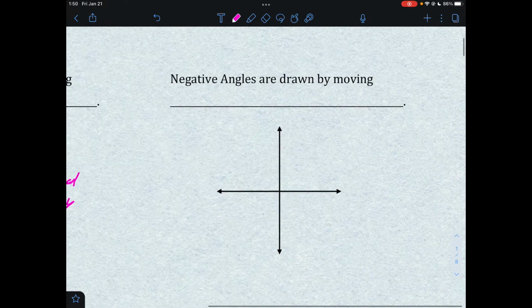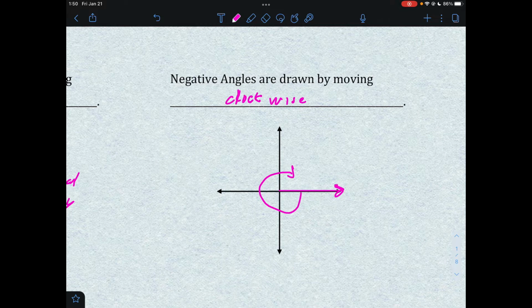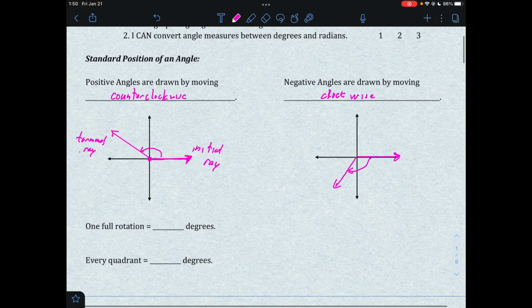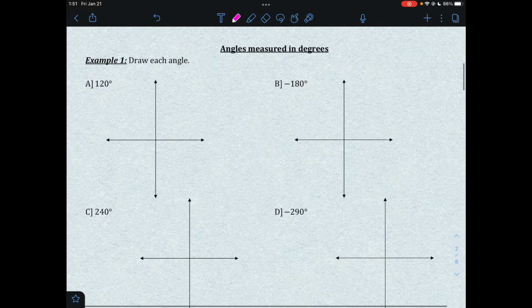Negative angles then are drawn by moving clockwise. So again, we start by drawing our initial ray right here on the positive x-axis, but now we're going to move this way. So maybe we'll have an angle that looks like this, and this is called a negative angle. We know this already. One full rotation around a circle is 360 degrees. But there's 4 quadrants, which are all equivalent, which means every quadrant would be 360 divided by 4, or 90 degrees.